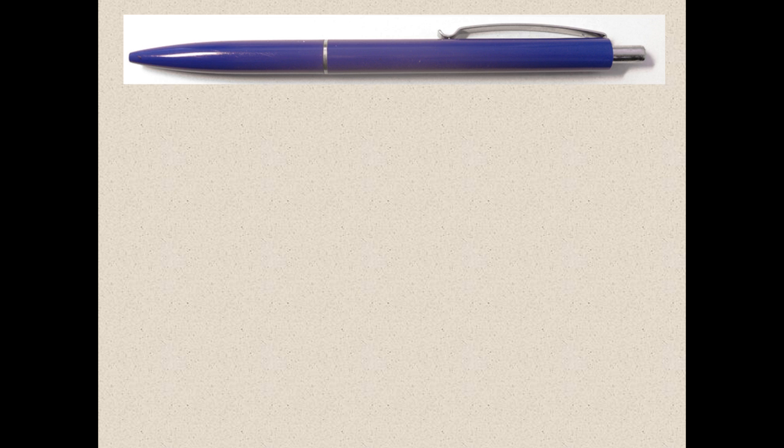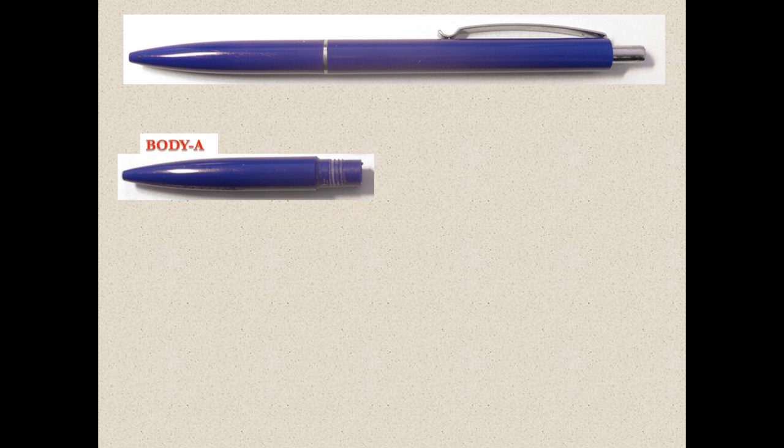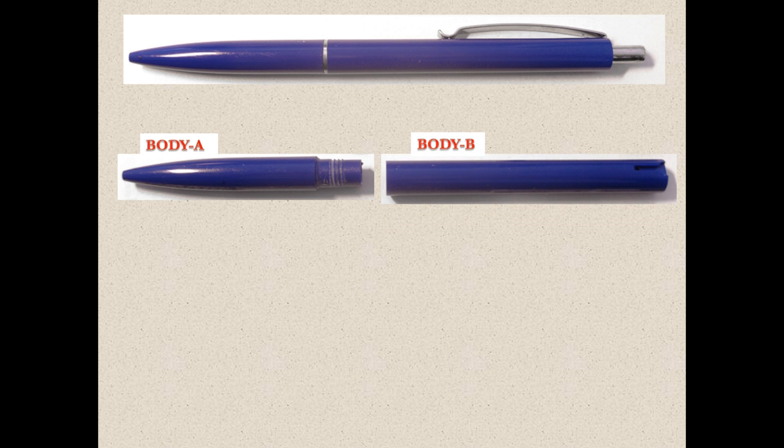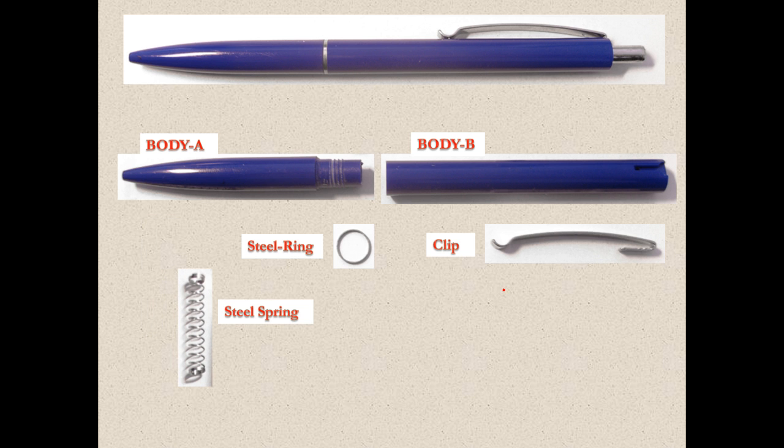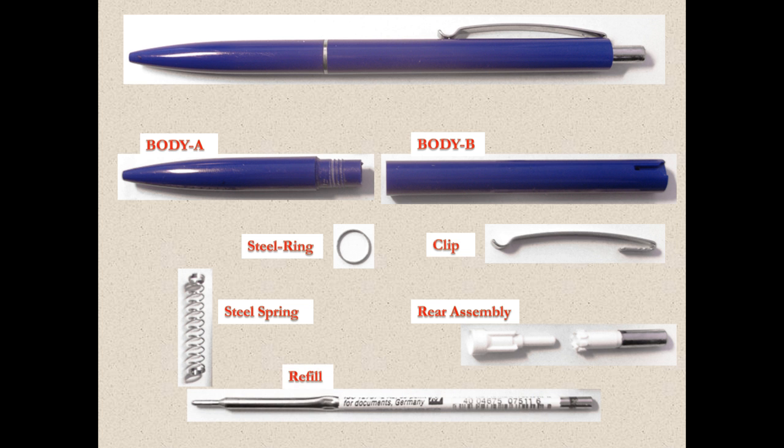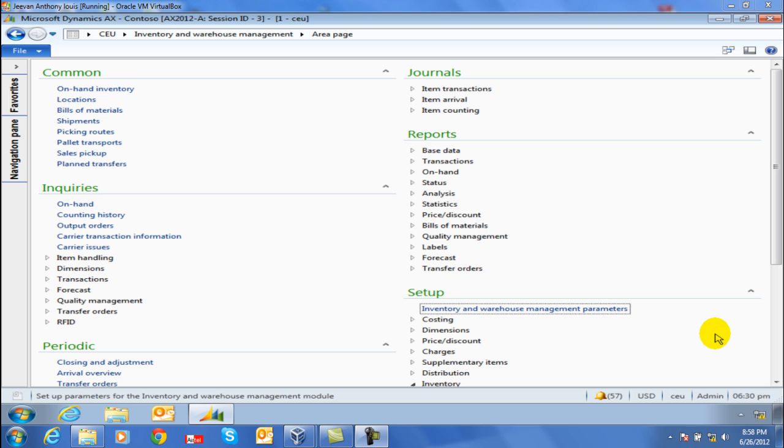So to get started off with, a pen is broken down into a body A, body B, a steel ring in between, a clip, a spring, the rear assembly, and the refill. Before we create all the subparts required for a pen, I will first show you how to create an item in AX2012. An item in AX2012 can be created in three different ways.